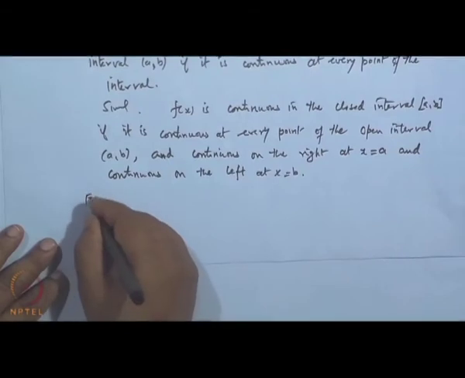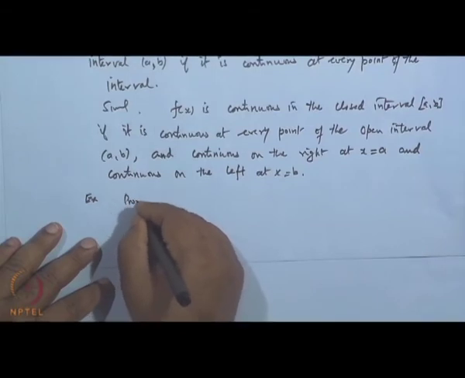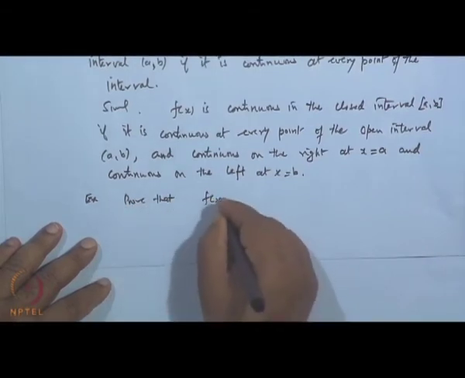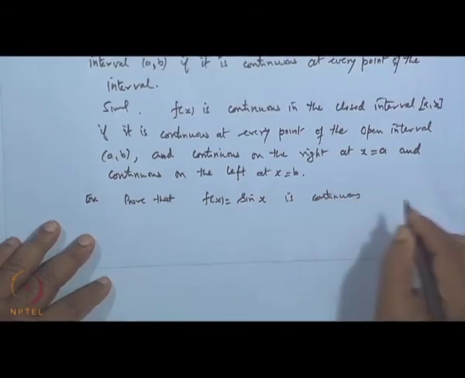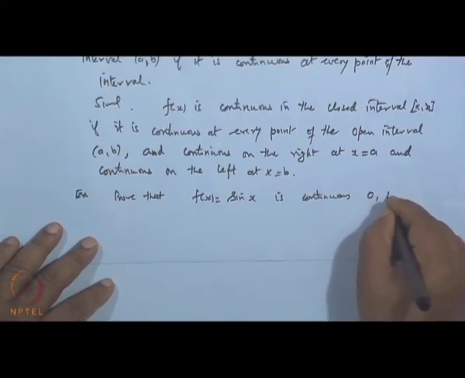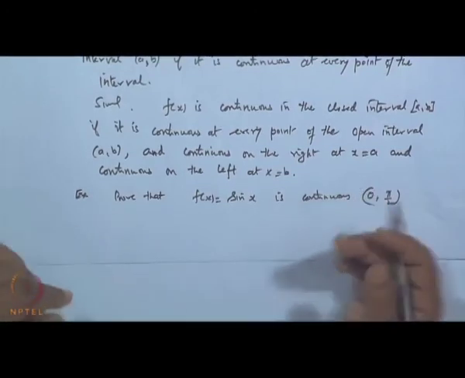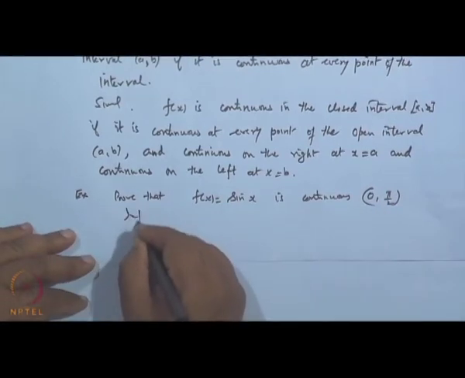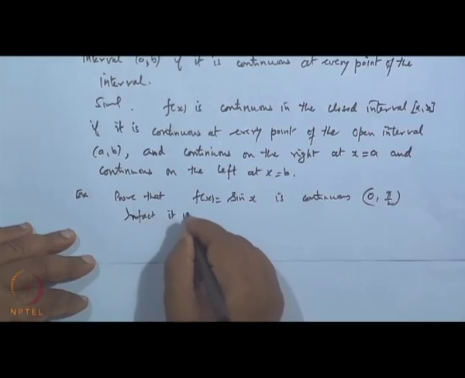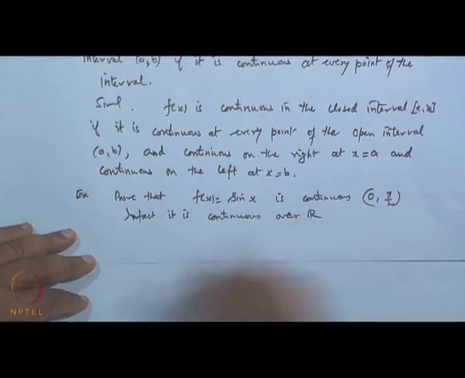Now, let us take an example using the epsilon-delta definition. Prove that f(x) = sin x is a continuous function over the interval 0 to pi by 2. In fact, it is continuous everywhere because it is a periodic function. So, we can say 0 to pi by 2 is continuous. In fact, it is continuous over the entire real line R. So, the proof is simple.